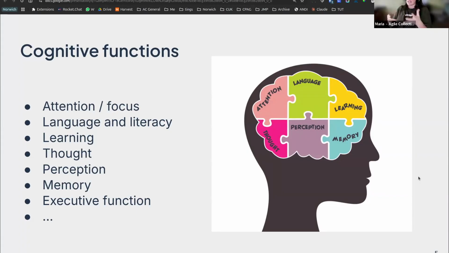Here's a picture of a brain, very, very scientific, I'm sure. It's a picture of a brain divided up into six quadrants with attention, learning, language, thought, perception, and memory. I think they do happen in different parts of the brain, but I don't think it works like that.